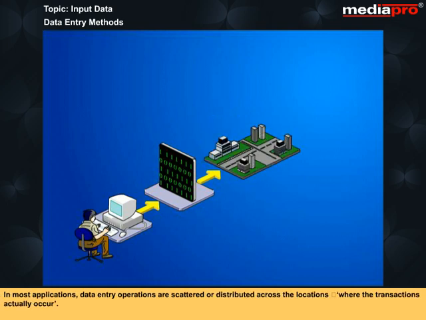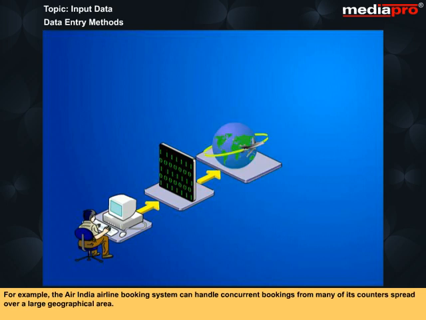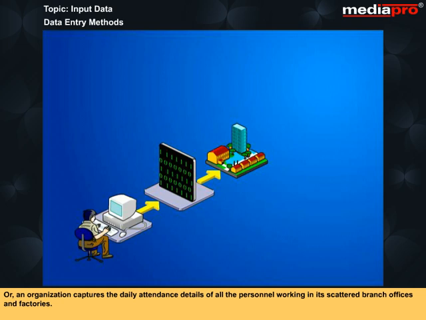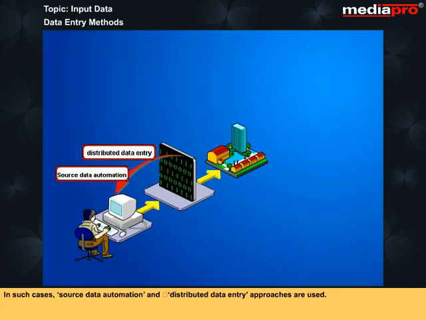In most applications, data entry operations are scattered or distributed across the locations where the transactions actually occur. For example, the Air India airline booking system can handle concurrent bookings from many of its counters spread over a large geographical area. Or an organization captures the daily attendance details of all the personnel working in its scattered branch offices and factories. In such cases, source data automation and distributed data entry approaches are used.